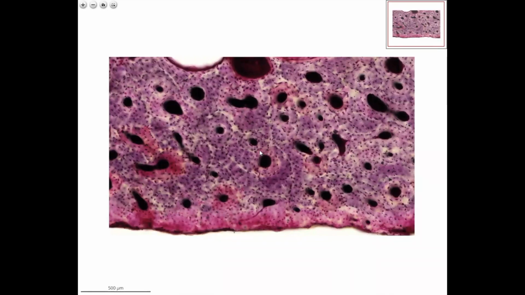We take a piece of that bone, we cut a thin slice of it, as thin as we can, and then we grind it until it becomes really thin, about 100 micrometers or less. These dark spots here are the Haversian canals. They are filled with Fuchsin in this case.